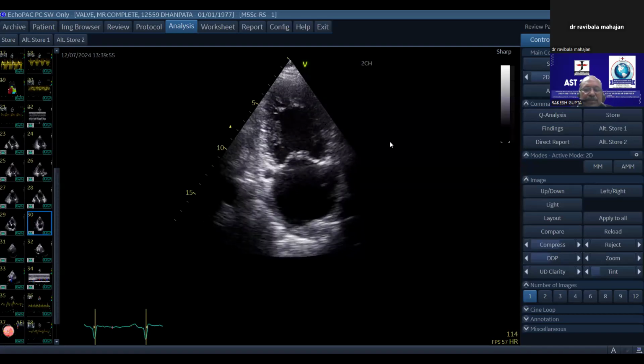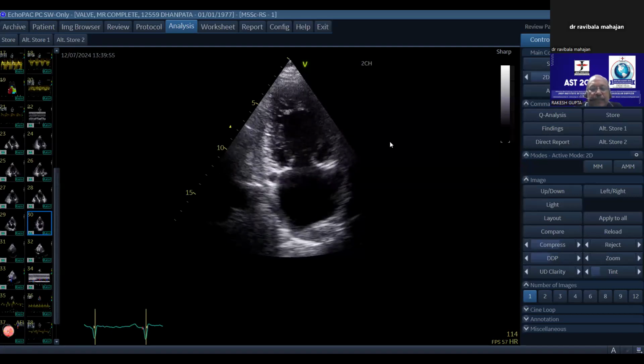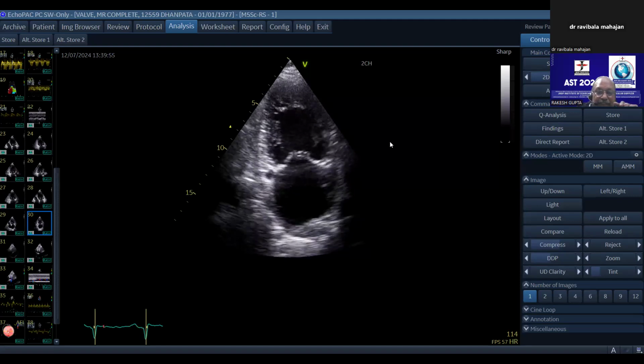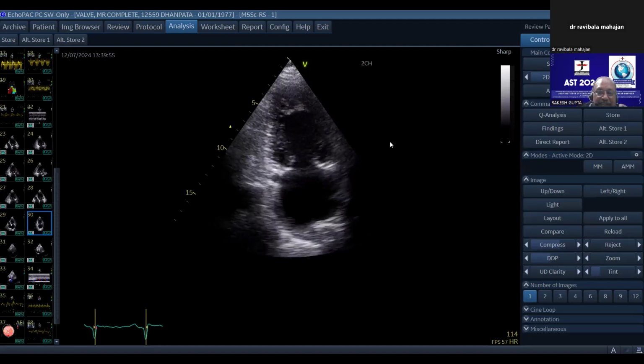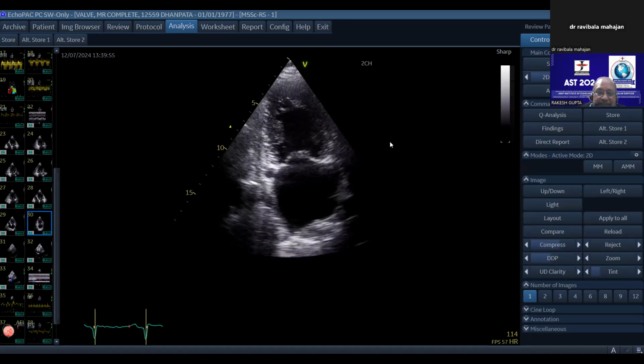Because, sir, if E is more than 1.5 meter per second, then it is severe MR. No, it's not severe MR, it is suggestive of severe MR. Suppose you have anemia. What will happen to the E wave, more than 1.5? It will be there; velocities will be more. Correct. So you cannot depend on it. That is one of the points to talk about.